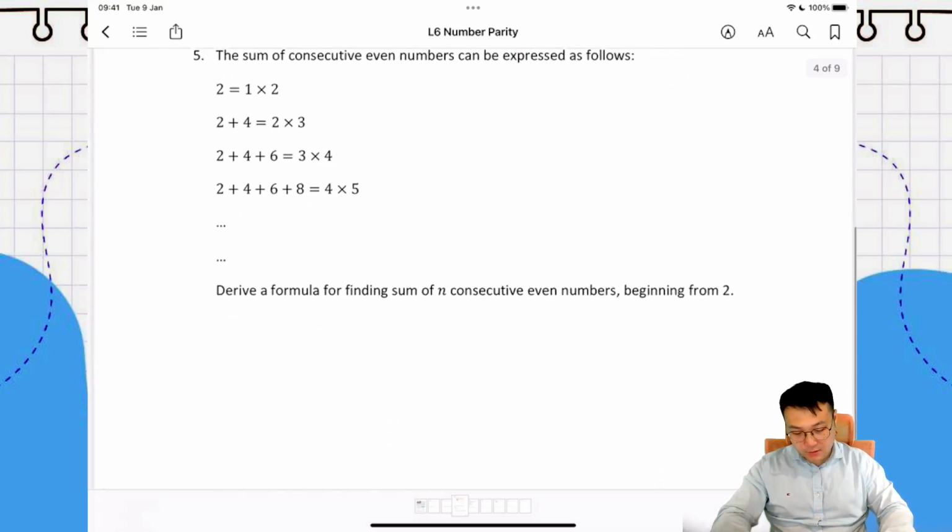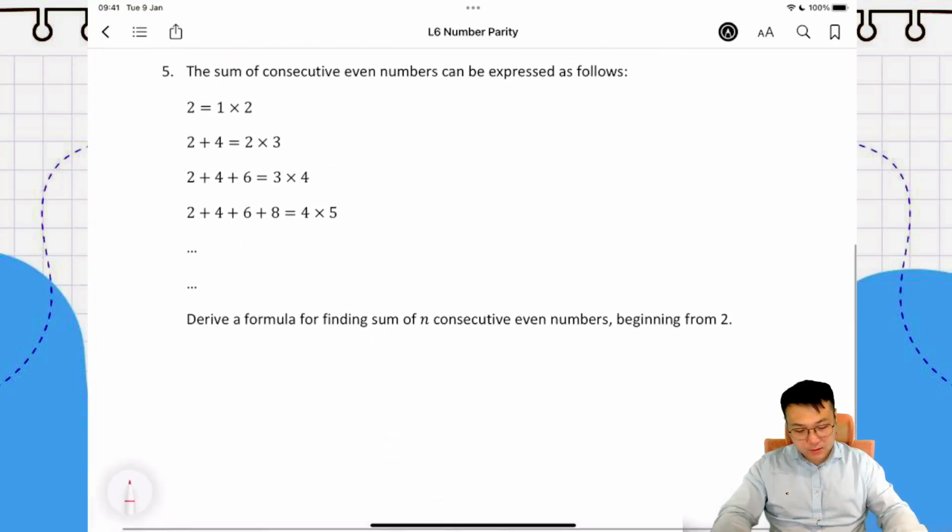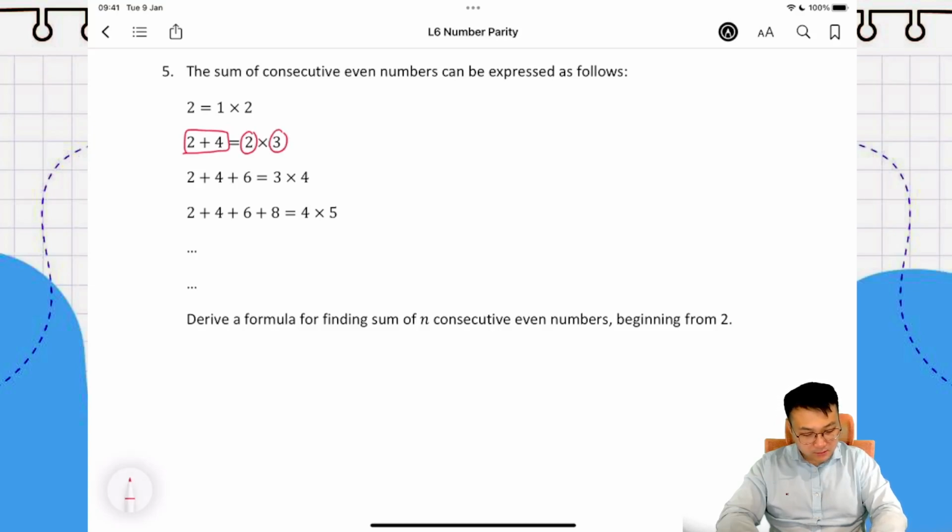Okay, now let's look at question 5. Students, look at the pattern again. We have to spot the pattern. When you have one number, you start with the number 1, and then 1 plus 1 is 2, right? When you have 2 numbers, you start with the number 2, the next number is 3. When you have 3 numbers, you start with the number 3. 4 numbers, you start with the number 4.